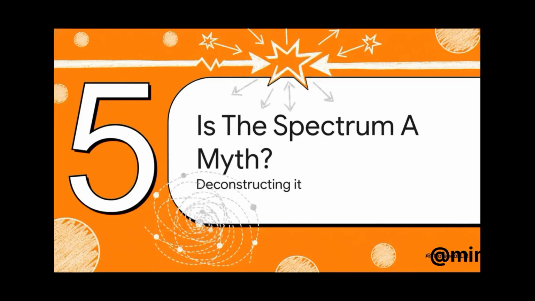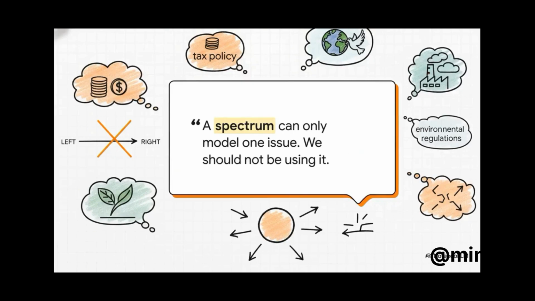This brings us to our final part, Section 5. Is the spectrum a myth? Deconstructing the paradigm. What if the problem isn't just that the line lacks nuance, but that the line shouldn't exist at all? Professor Hiram Lewis, co-author of The Myth of Left and Right, argues that mathematically, a spectrum can only model one single issue. But politics involves hundreds of separate issues: tax policy, foreign policy, environmental regulations, you name it.